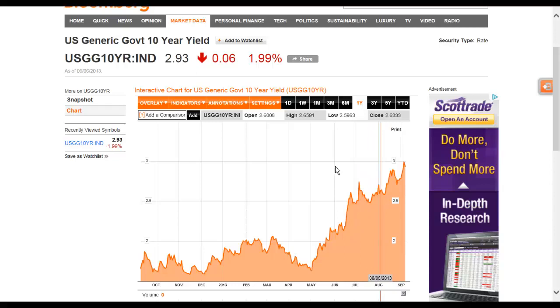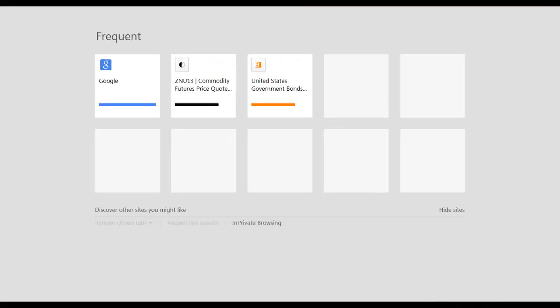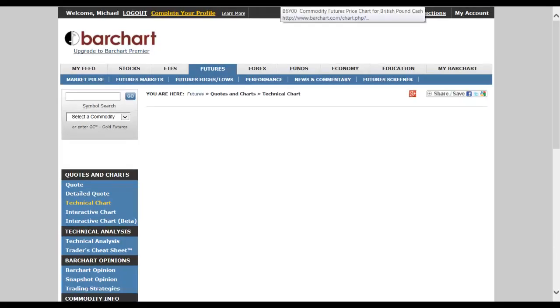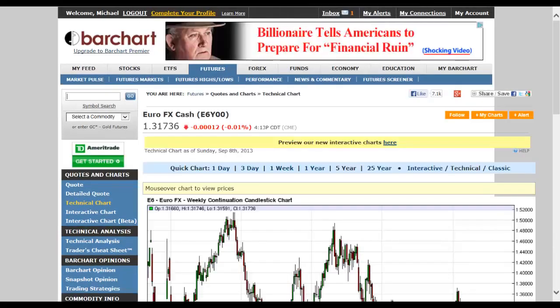So what does that mean? Well, let's look at the April and May time period in the euro. Now, obviously, once you open your charts up like this, you're going to want to save them in your favorites tab. I have one for the euro, for the British pound, for the dollar index, and I have one for the 10-year T-note.